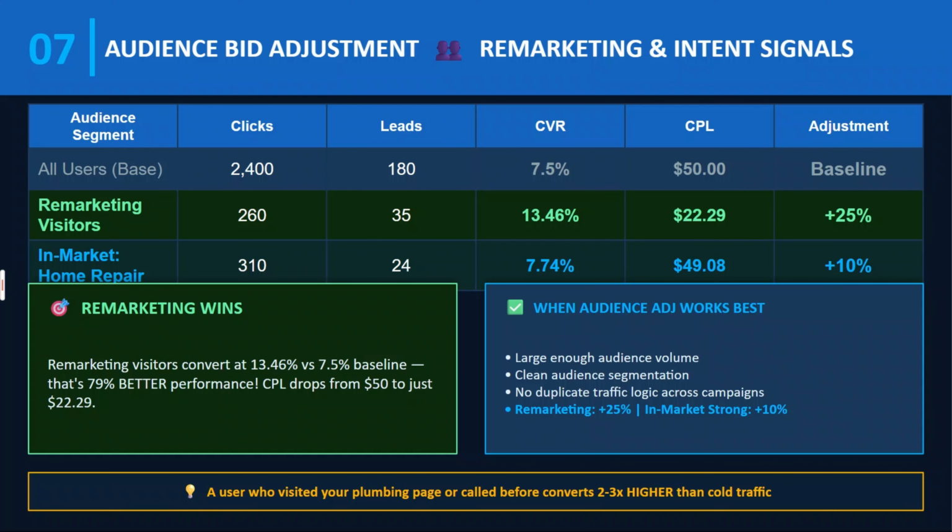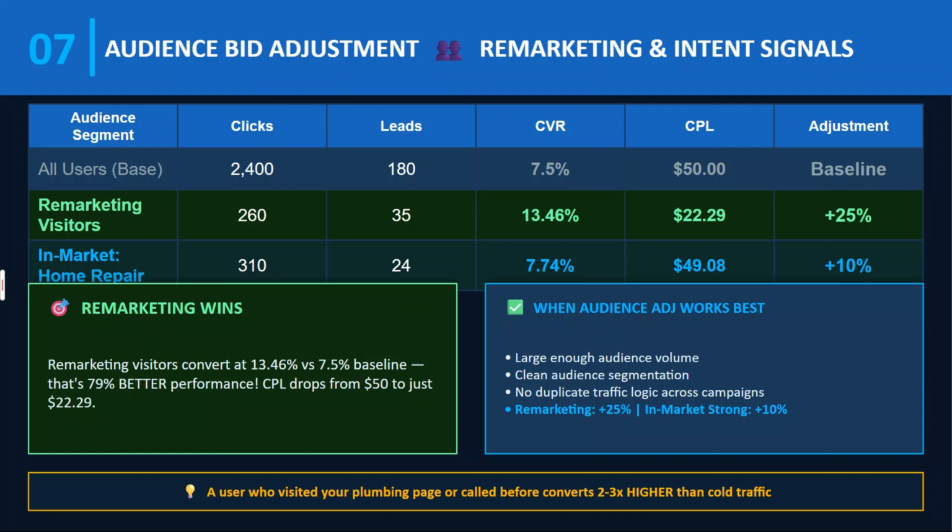So right, audience bid adjustment. This one is about who is searching, not just when or where. We have three audience segments here. First of all, all users. This is our baseline, 7.5% conversion rate and $50 cost per lead.